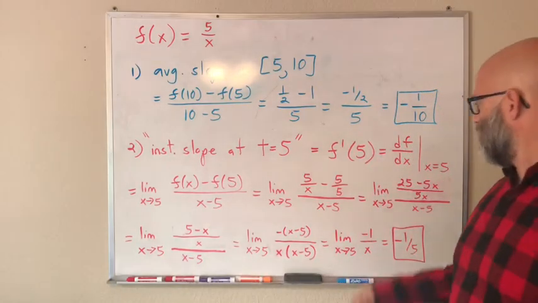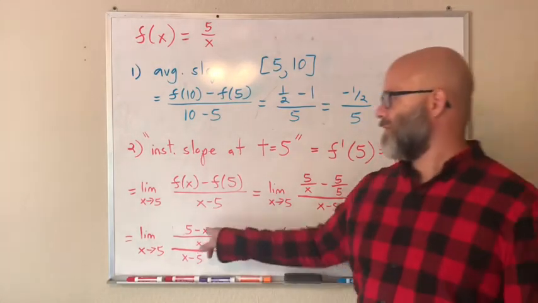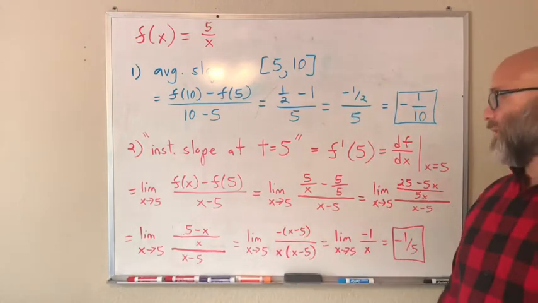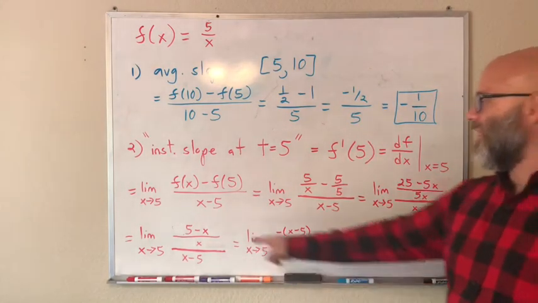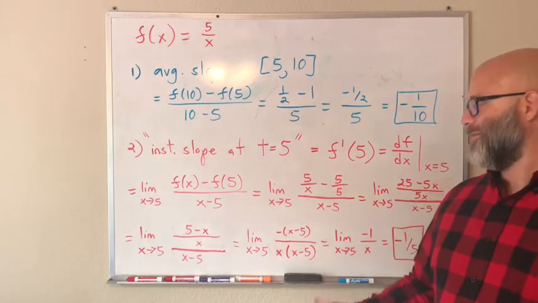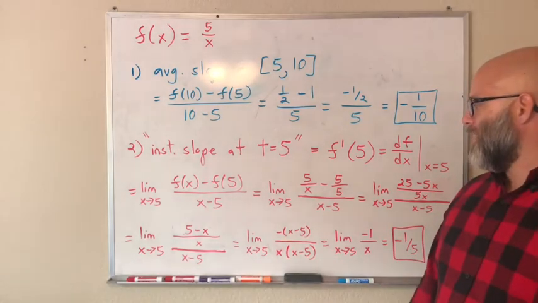So if you factor out that 5, these 5's cancel, and you're left with 5 minus x over x in the numerator. In the denominator, you're left with x minus 5. All right, no problem. 5 minus x is the same as negative x minus 5, right? I'm sure you know that.